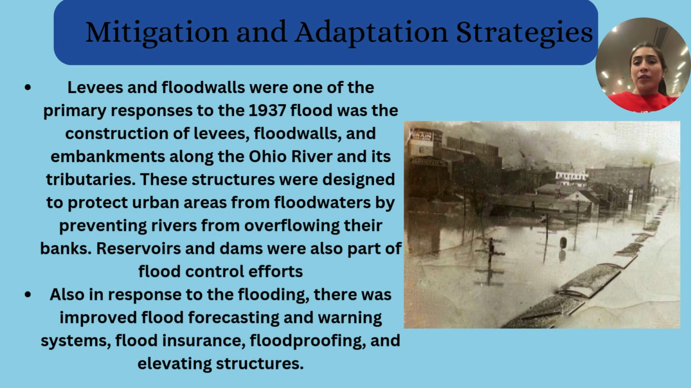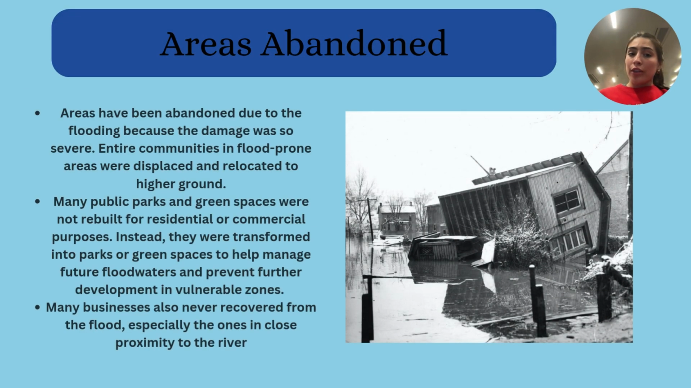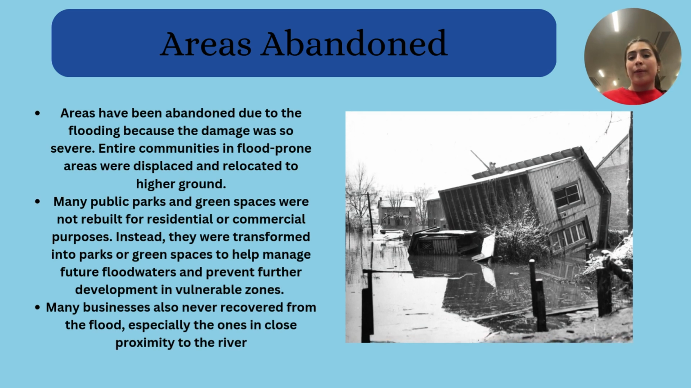So, levees and floodways were one of the primary responses to the 1937 flood. This was the construction of levees, flood walls, and embankments along the Ohio River and its tributaries. These structures were designed to protect urban areas from floodwaters by preventing rivers from overflowing their banks. Reservoirs and dams were also a part of flood control efforts. Also, in response to flooding, there were improved flood forecasting and warning systems, like flood insurance, flood proofing, and other elements.